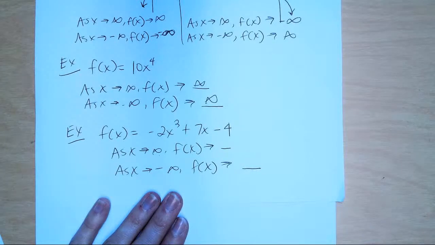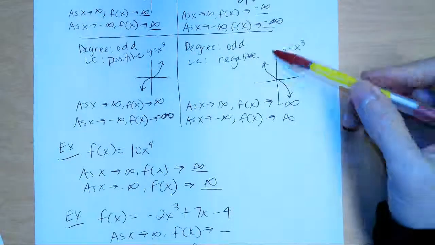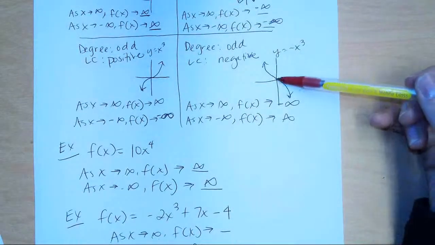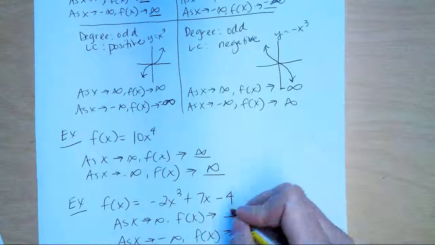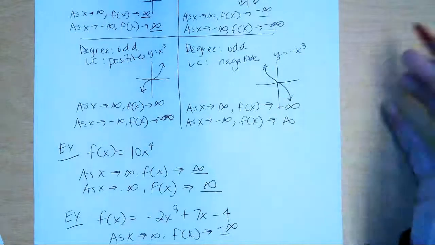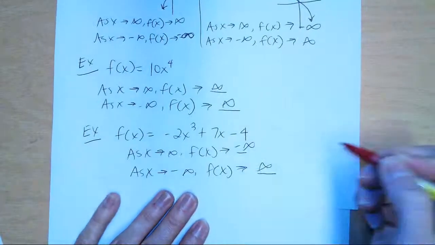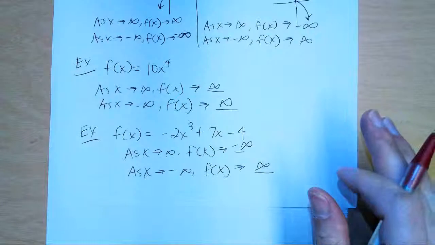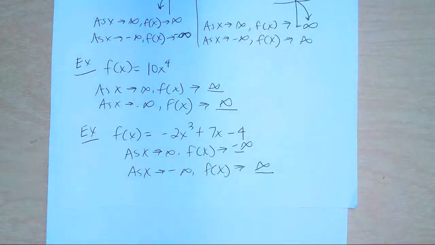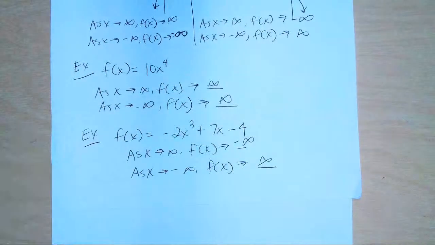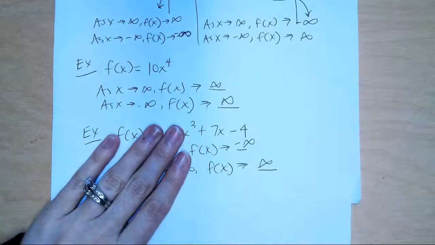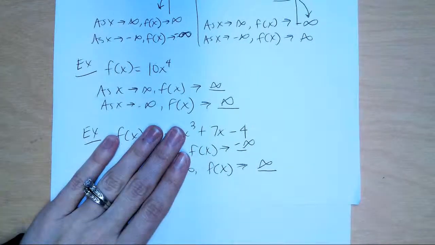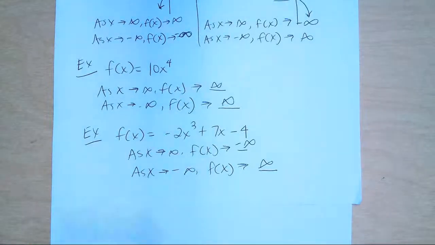Okay, so negative x cubed is this one up here. As x approaches infinity, the function's going down. As x approaches negative infinity, the function's going up. Yeah, exactly. Well, the problem is if you just write this, I don't know which direction you're talking about. If they're both the same, then that's probably okay. But if they're different, then you have to write it out.